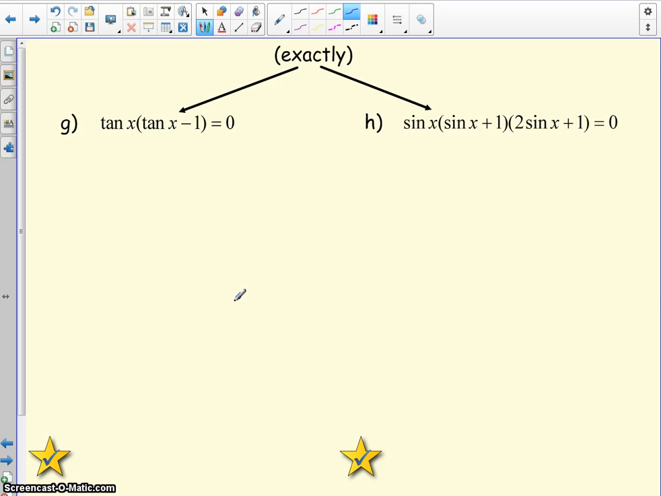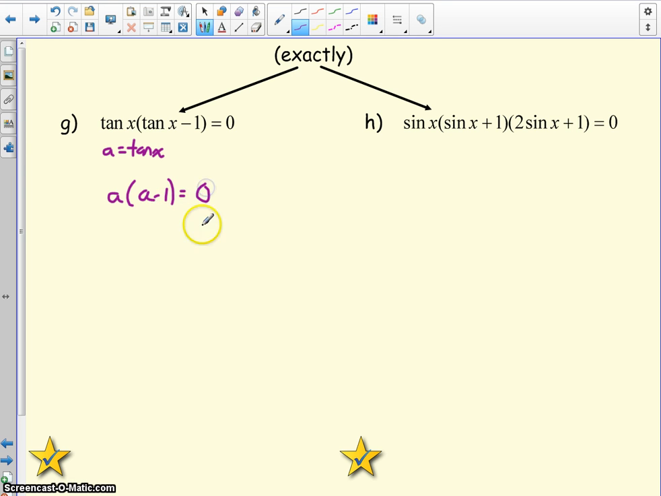These next two I want you to figure out exactly. They look a bit more complicated than some of the other ones you've seen so far. However, it's actually not too bad. So we have tan x times bracket tan x minus 1 equals 0. Just to get an idea of what's going on here, picture, I'm not saying we have to do this, but picture if a was equal to tan x, or whatever letter we want. I'm just going to pick a. And this would be the same thing as a times a minus 1 equals 0.